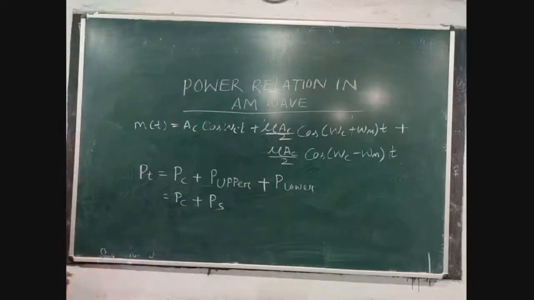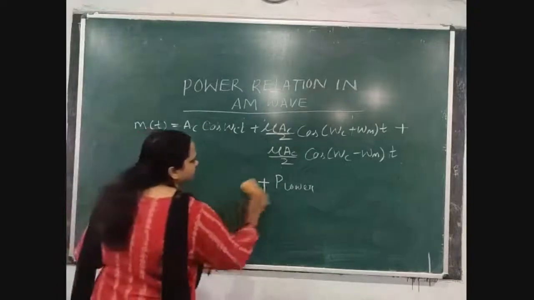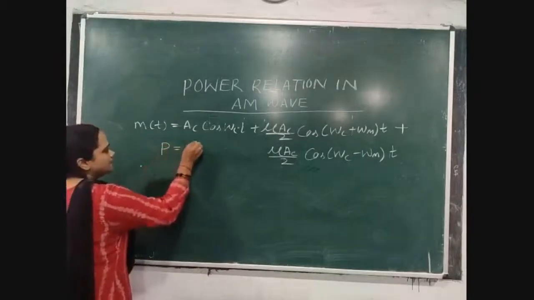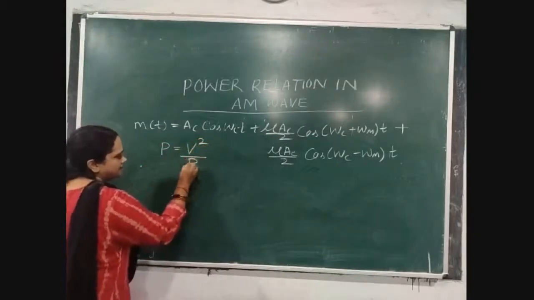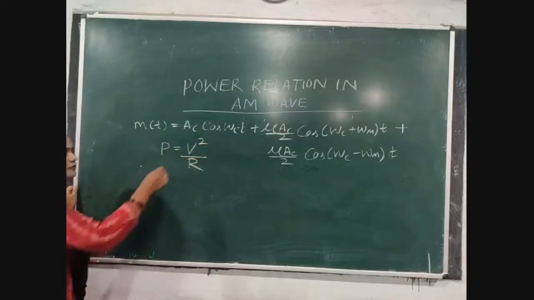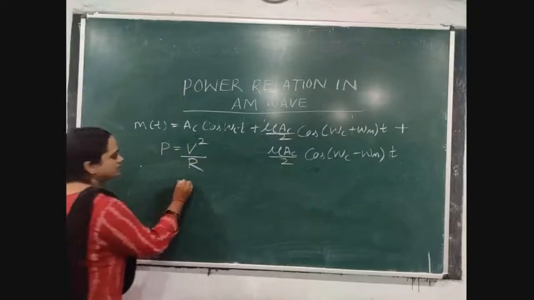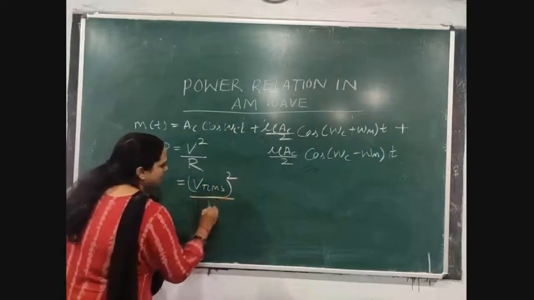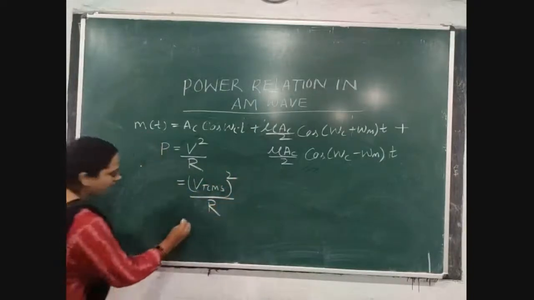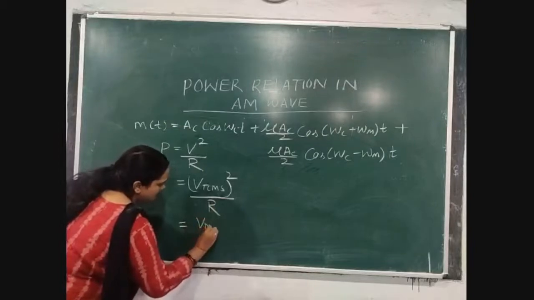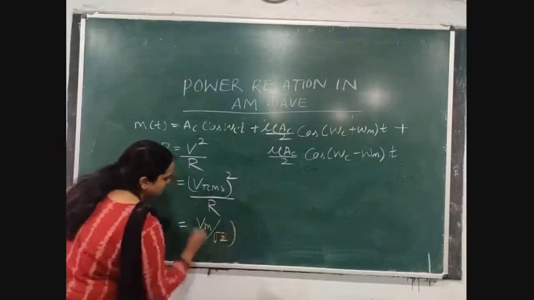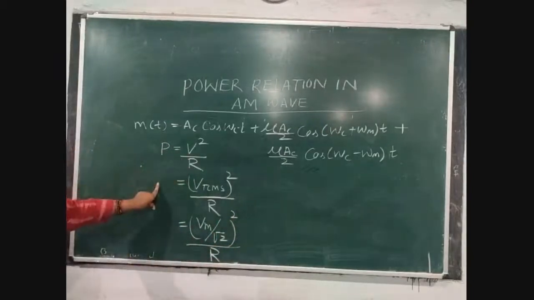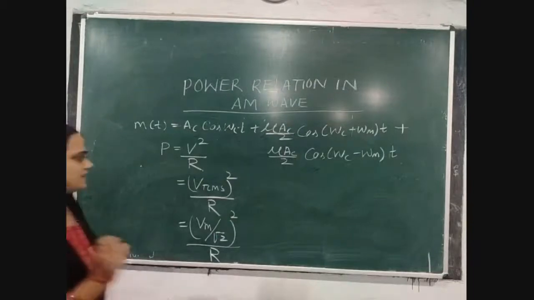So what is the formula of power? As we know, P equal to V square by R, and here we have to use the RMS value. So P equals V RMS whole square by R. How do we find the RMS value? The maximum voltage divided by root 2 is the RMS value. Referring to this equation, we calculate the PC and PS values.